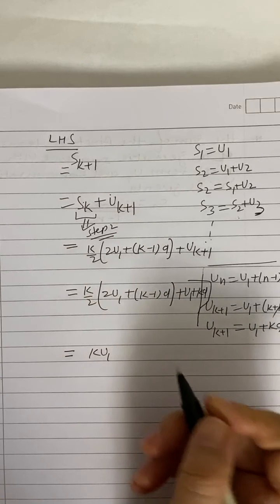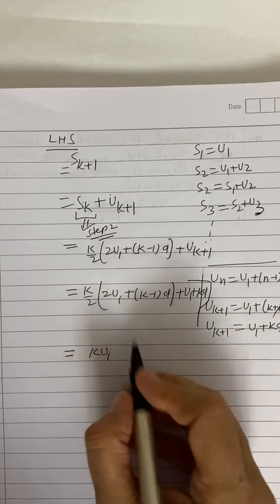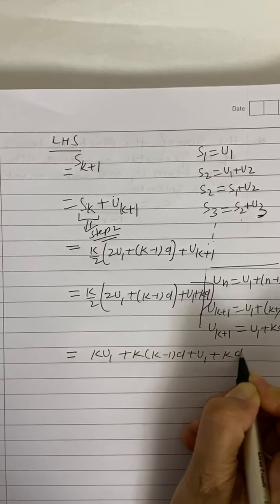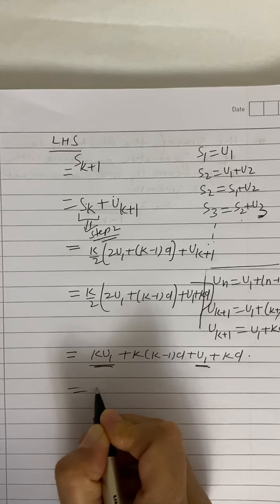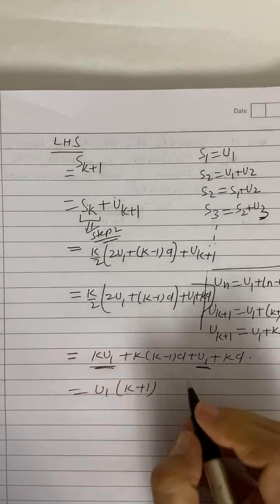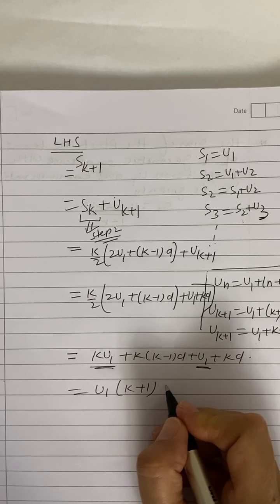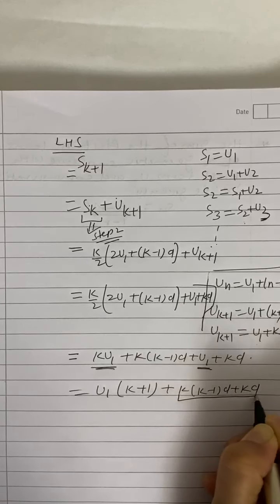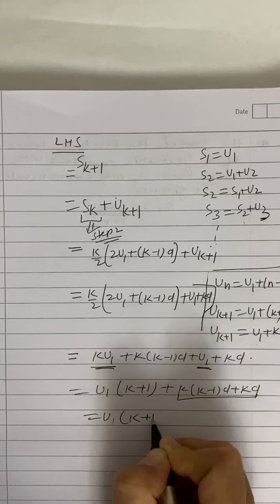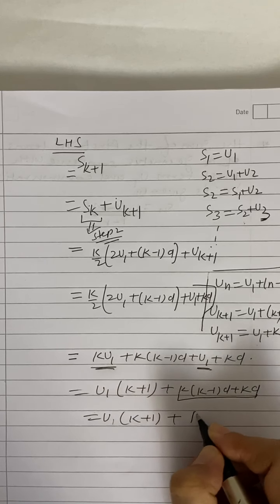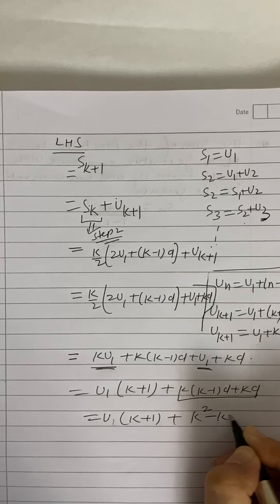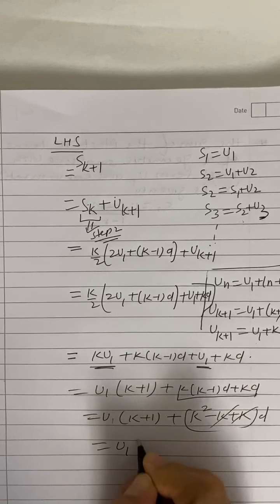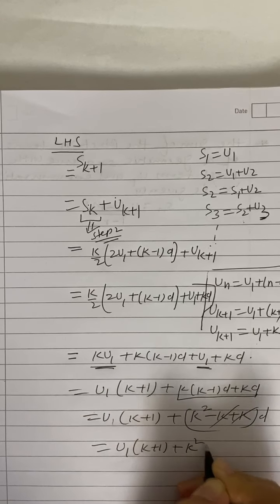So what I'm going to do here is if I open it, let's see. If I open that, this gives me k into (k minus 1) into d plus u1 plus kd. And now this one, u1 is common, so (k plus 1), so I got that. And then from there, plus k into (k minus 1) into d plus kd. And now from here, I can see d is common, so k squared minus k plus k, into d. This gets cancelled, so we got u1 (k plus 1) plus k squared d.